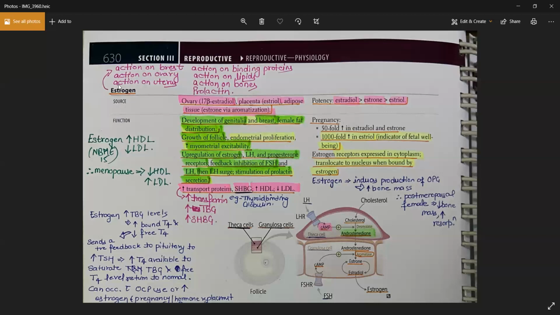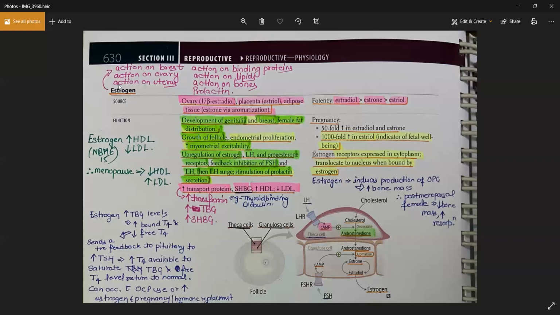Any doubt, please ask. Yes, I have a question. Is a theca cell and the granulosa cell its own cell for each oocyte, or is it ovarian stroma cells?